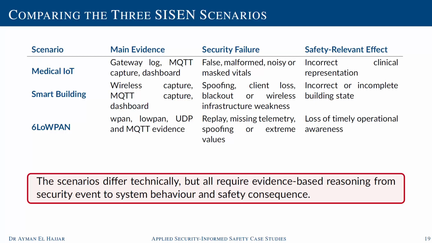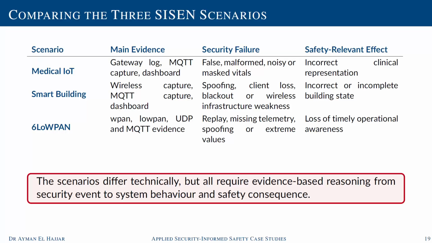The scenarios use different technologies and evidence sources. Medical IoT, for example, relies on gateway, MQTT, and dashboard evidence. Smart building combines wireless, MQTT, and dashboard evidence, while 6LoWPAN adds one layer, which is the 802.15.4, in addition to 6LoWPAN and UDP views. Despite these differences, each case requires evidence-based reasoning from security event to system behavior and all the way to safety consequences in the same way.